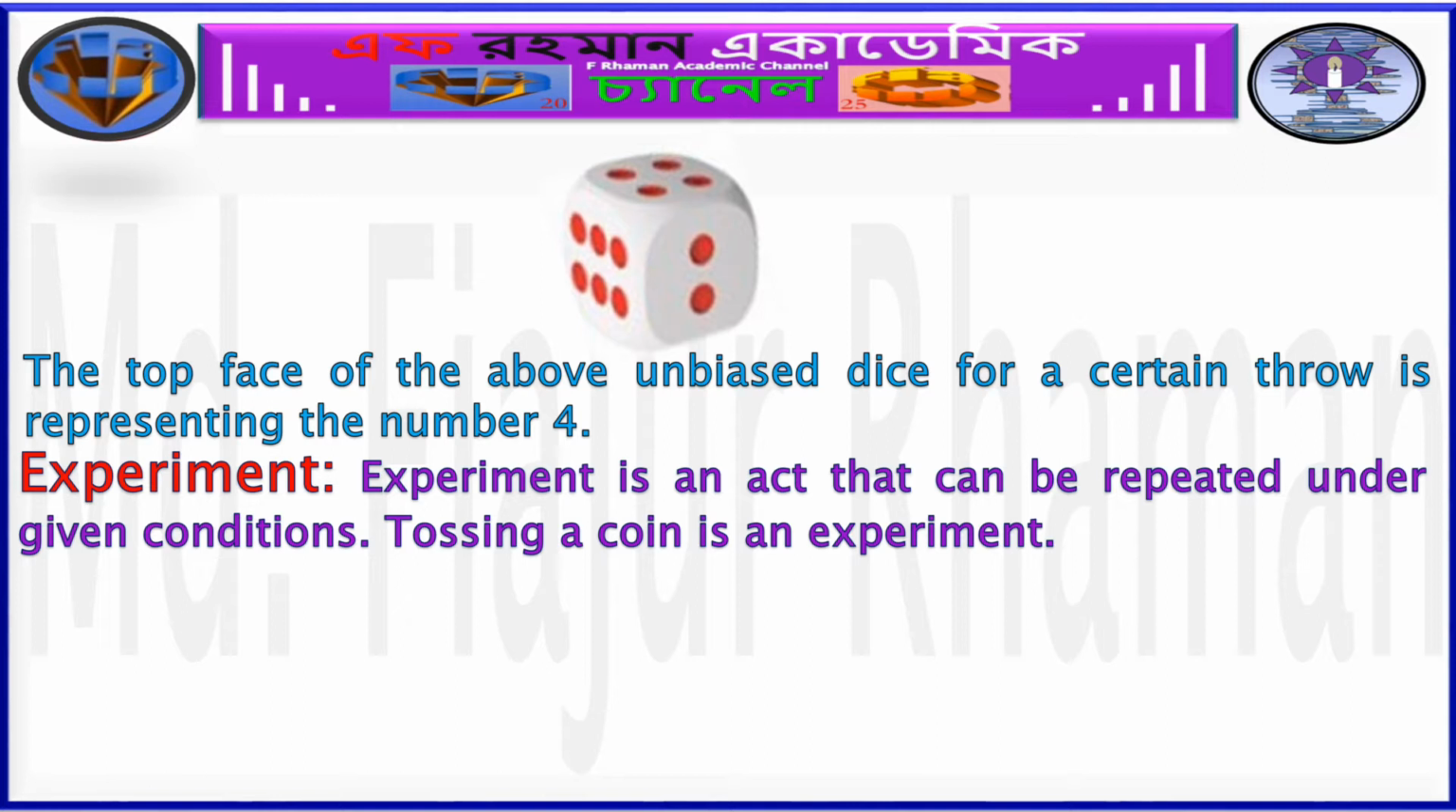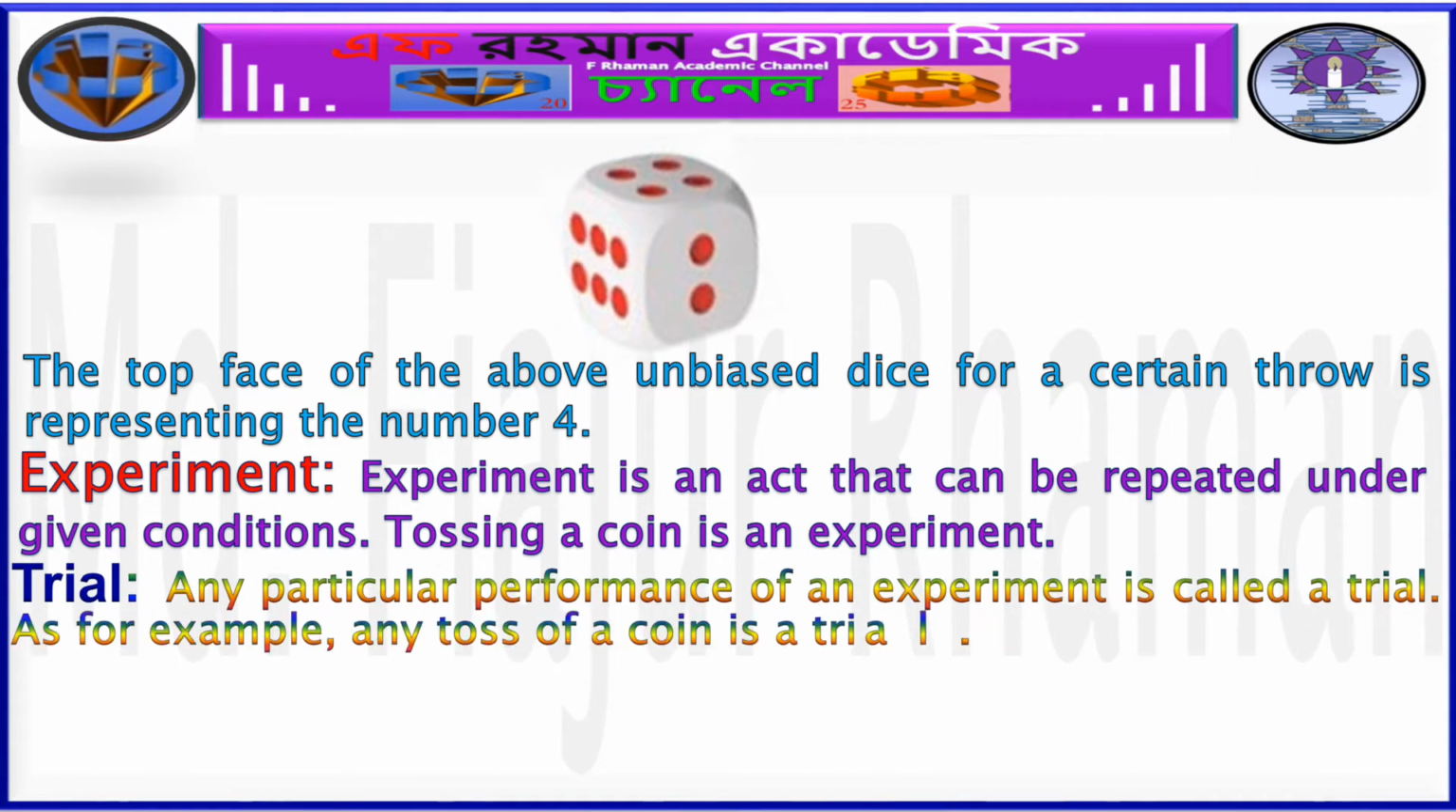Experiment. Experiment is an act that can be repeated under given conditions. Tossing a coin is an experiment. Trial. Any particular performance of an experiment is called a trial. For example, any toss of a coin is a trial.